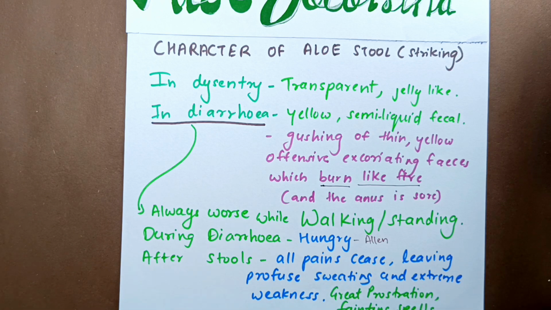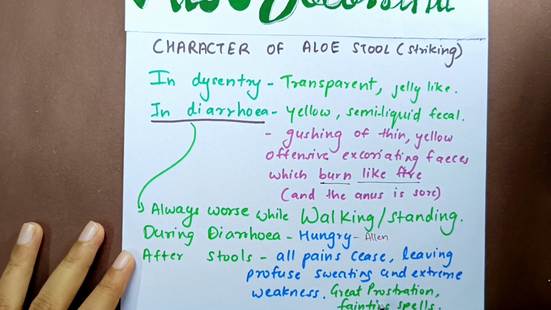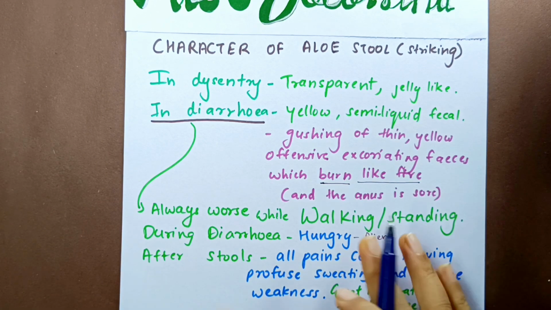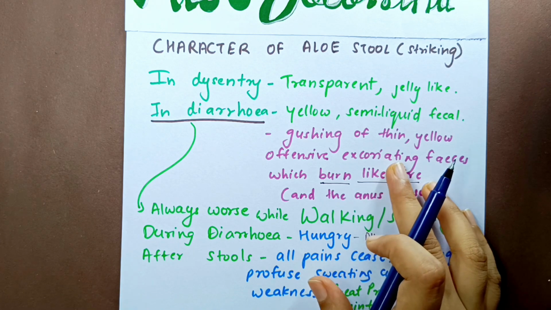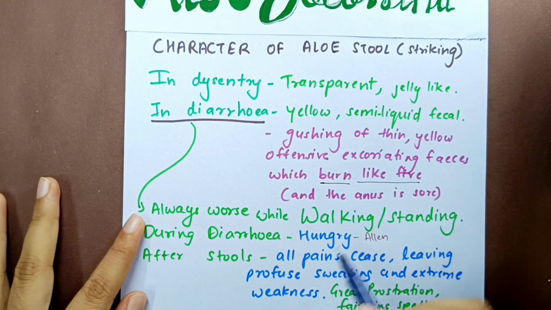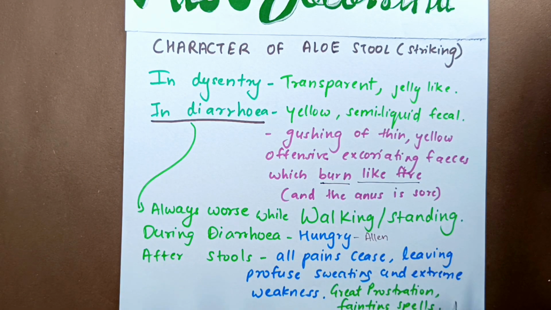You might also faint. That is what Dr. N.M. Choudhuri says. So this is what Dr. N.M. Choudhuri says, and this blue colored is all what Dr. Allen says, and this pink or crimson color is whatever Dr. Kent says. So all pains leaving, profuse sweating and extreme weakness.